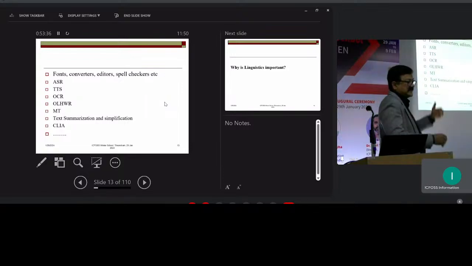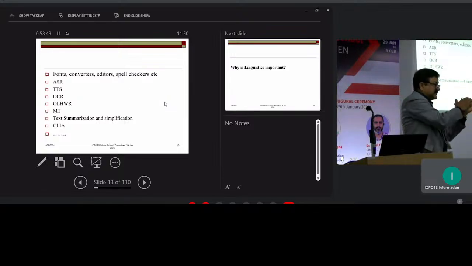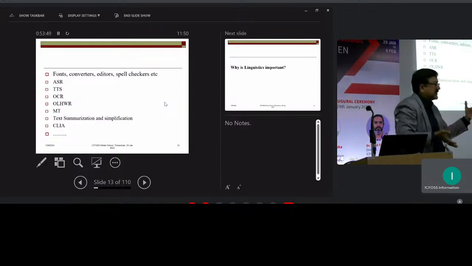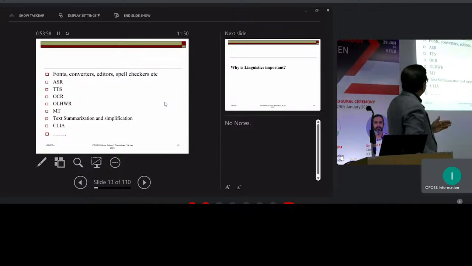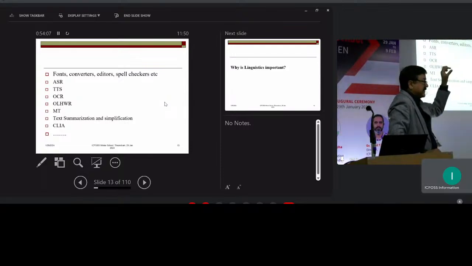In addition, we create font converters. Like you have written a text, there is a Sharada manuscript written in Sharada script. Now people don't know Sharada, so convert that to Devanagari. Then there are text editors, spell check, and all of that. They're very small things, but very essential for every language to have.